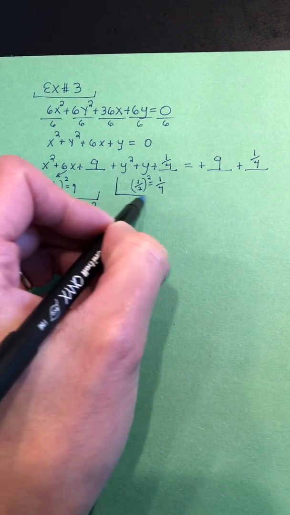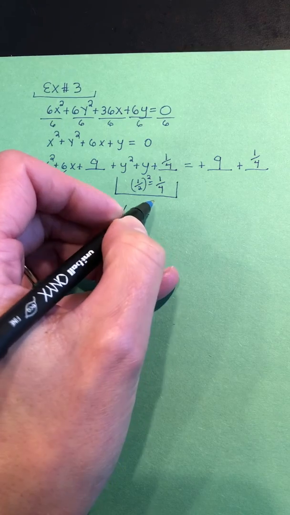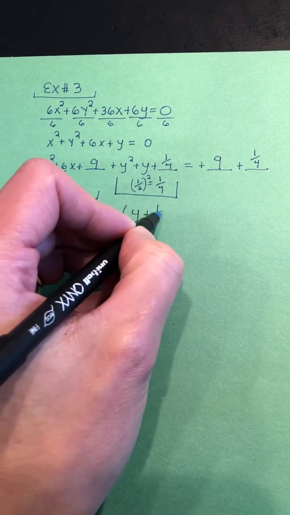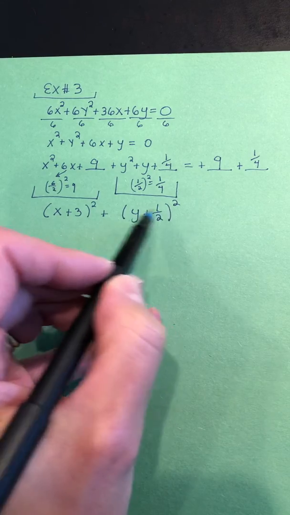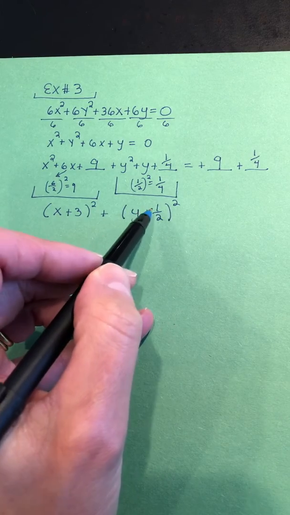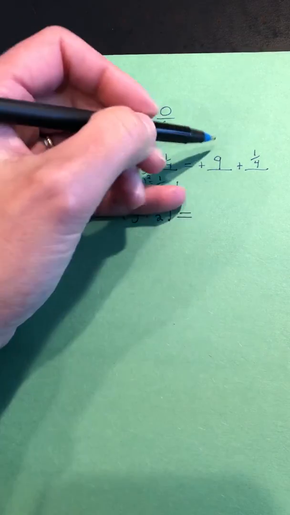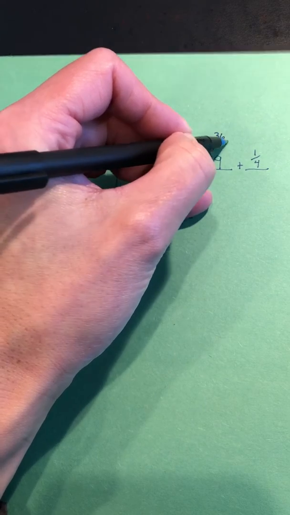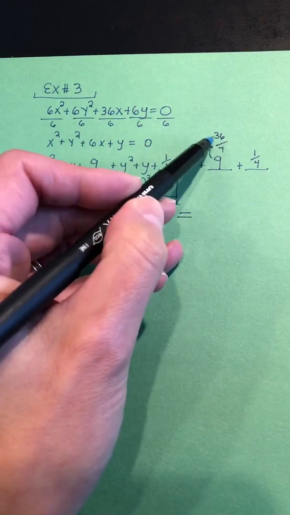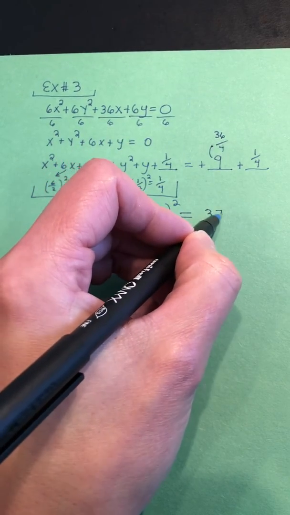Now, how do I write this as a binomial squared? This is going to be y plus 1/2 quantity squared. Okay, if you don't believe me, you can think about multiplying this out. Okay, now on the right, instead of calling this a 9, I think I'm going to call this a 36/4, right? That's the same thing. And 36/4 plus 1/4 is 37/4.